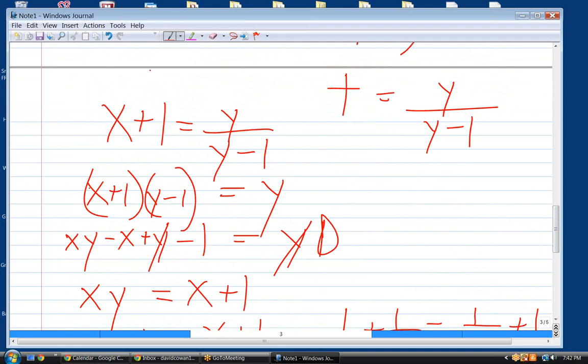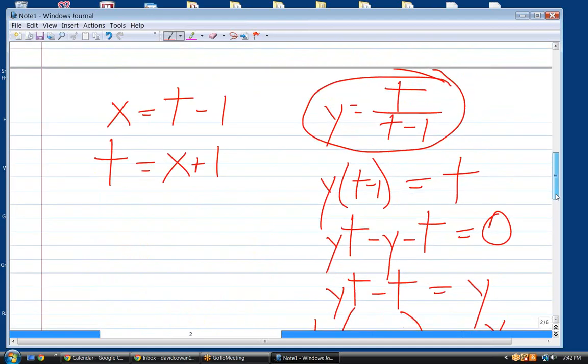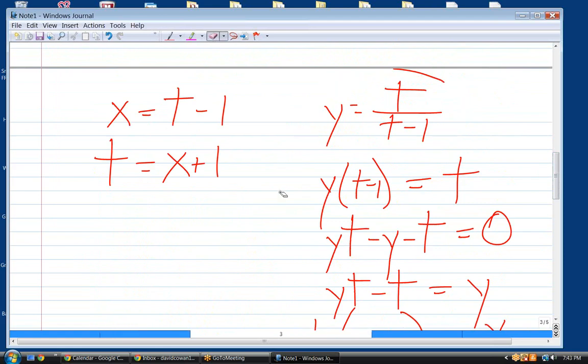What was the first one? x was equal to what? Hold on. Do I have it up? Yeah, here we go. I thought I had erased it all. There were just so many steps. So x equals t minus 1 and y equals t over t minus 1.